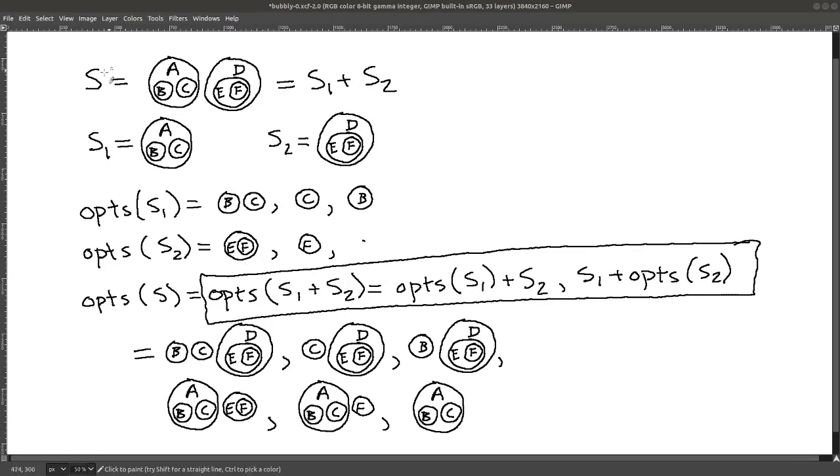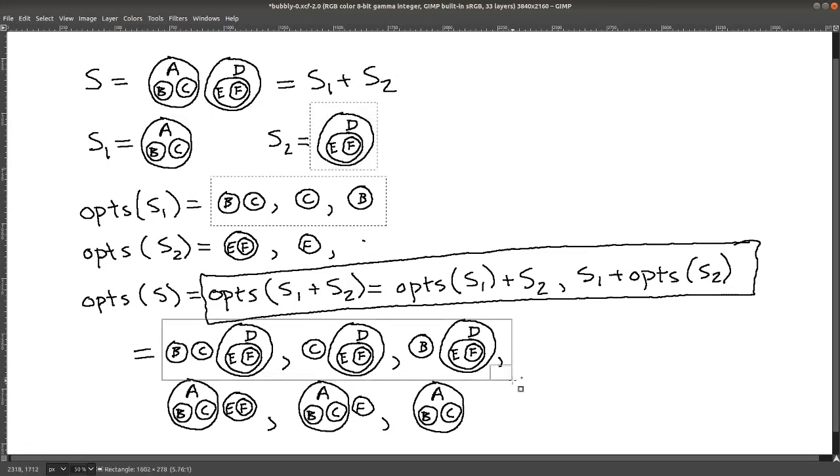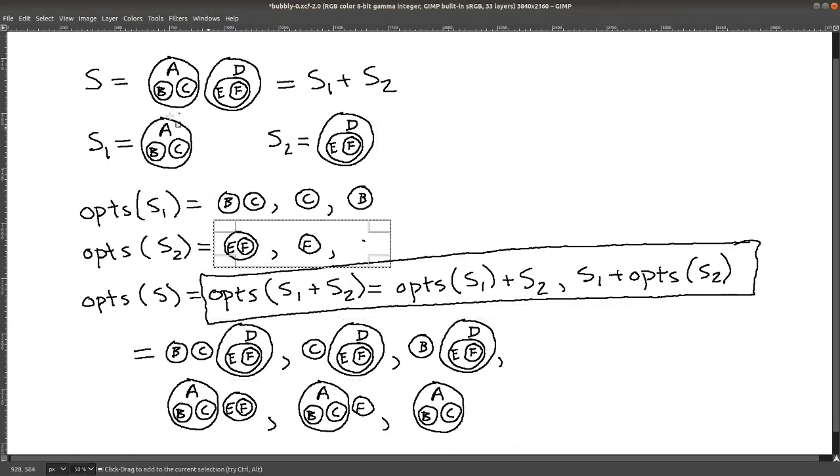Now, you remember on this page we had this example of a state that is made of two independent states, S1 and S2. And we got the ops for the combined state by taking the ops for the individual states and combining them the right way. So each of the ops for S1 gets combined with S2 to make these options for the combined state. And that's this part of the equation. And each of the options for S2 gets combined with S1 to make these options for the combined state. And that's this part of the equation.